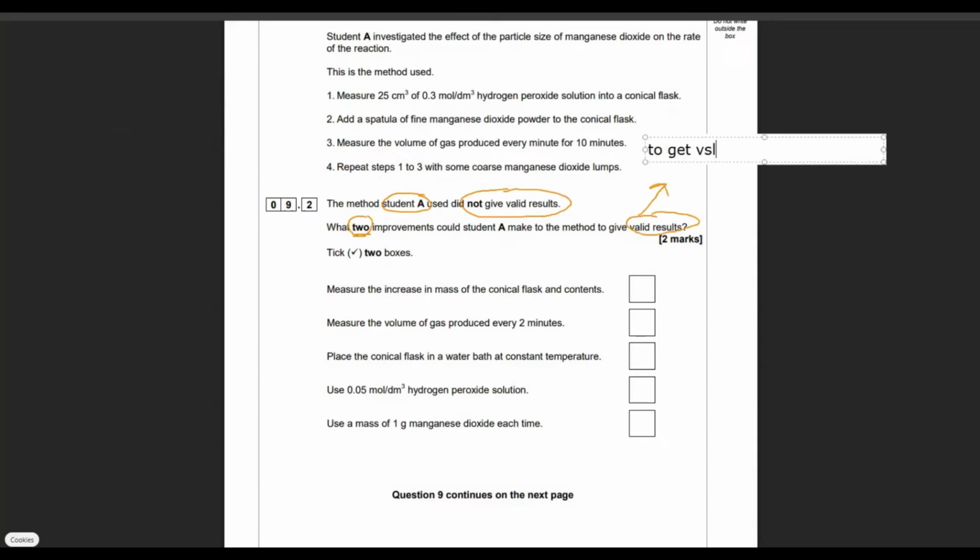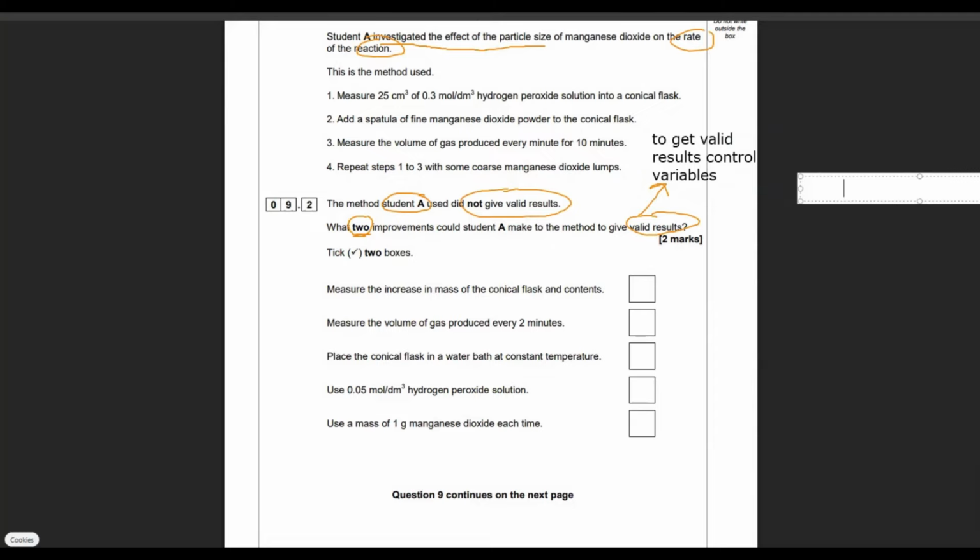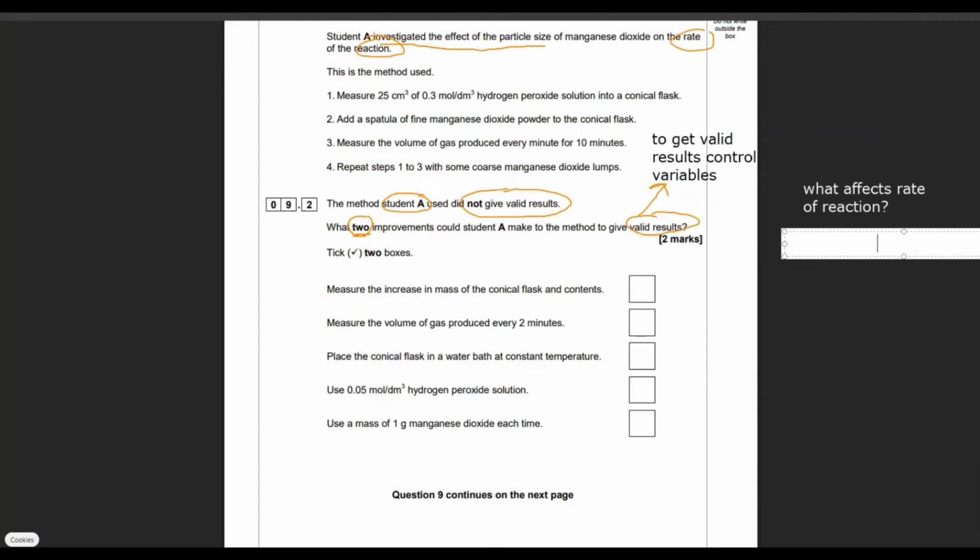The method student A used did not give valid results. What 2 improvements could student A make to the method to give valid results? It's worth 2 marks. What does valid results mean? Valid means you have controlled the variables that affect your experiment, apart from the one you change.